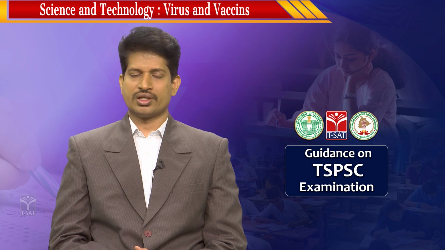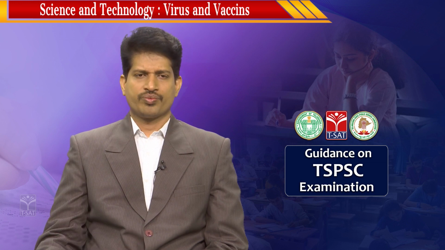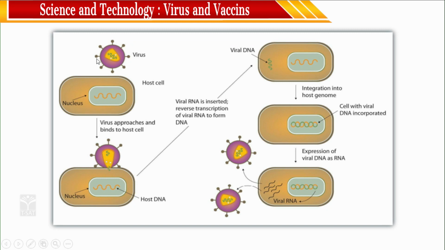So how does it happen? Let us examine. In this case, the virus, for example the COVID-19 coronavirus, when it infects, consider this as a human cell and this as a virus. It attaches itself to the cell with the help of the spike protein. After attaching, it introduces the genetic material into the cytoplasm.